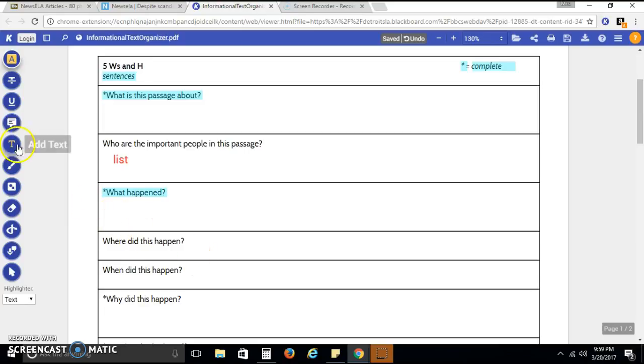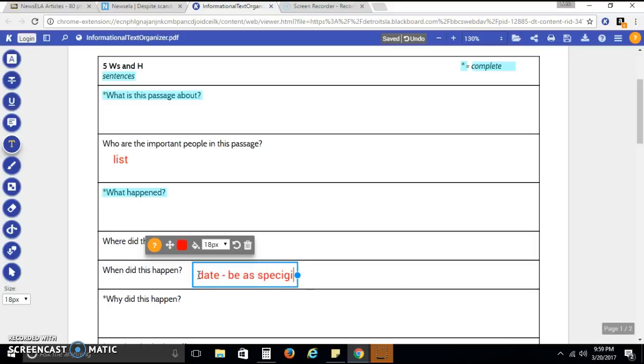Where did this happen? You can list the location. I'm not asking for a complete sentence. When did this happen? I'm looking for a date. Be as specific as possible. I definitely want the year. If possible, please give me the month. And I would love it if you could also give me the day.